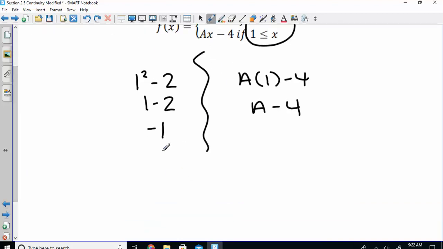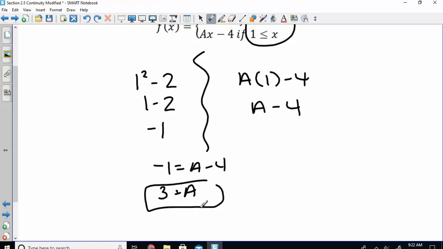If I want them to be continuous, I need these pieces to match up. So what should I do to those? I want these to be the same. Set them equal. Add my 4 over. My a has to be 3. So a piecewise function is continuous if your pieces match up at that breaking point.